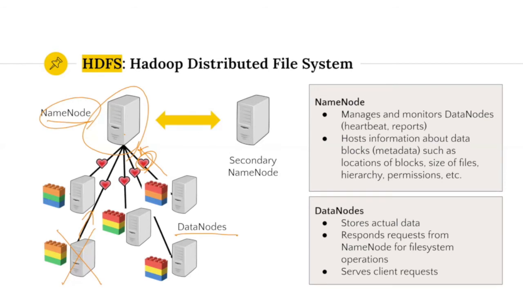So again, the name node has the information about data blocks, the metadata. The metadata contains where the blocks are located, what the size of those blocks is, what the hierarchy is, which user has permission to access that block, and so on. But it does not have the actual data. Whereas data nodes don't know about the hierarchy, permissions, or whatever. They just store the actual data. They store actual numbers. And whenever there's a request from the name node, they respond to that and return the corresponding file or information.